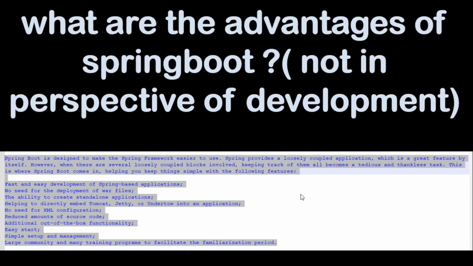Like, what are the features we can talk about? Fast and easy development of Spring based applications, no need for the development of war files, the ability to create standalone applications, directly taking help from the embedded Tomcat or Jetty server, no need of XML configuration, reduced amounts of source code, additional out of the box functionality, easy start, simple setup and management, and a large community. Like, we have a number of sites where we can get help from. So all these things we can talk about here.